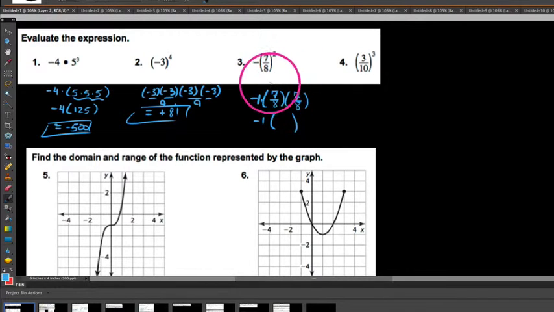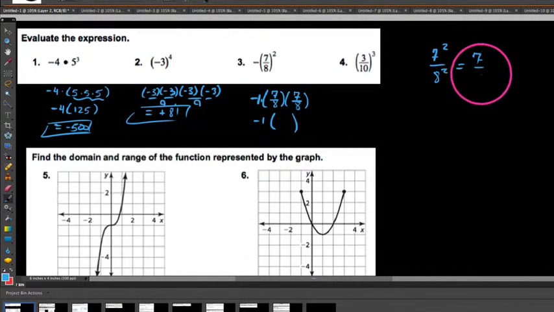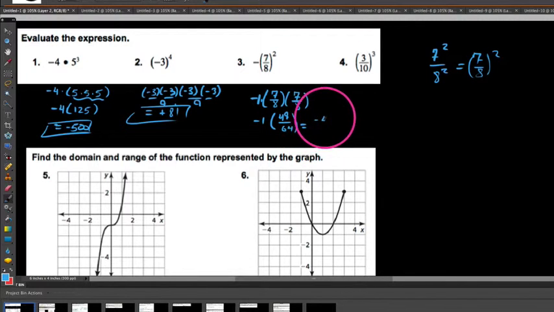Now when you square 7/8, really remember rules of exponents here. 7 squared over 8 squared would be the same thing as 7 over 8 squared. And so in this case we get 7 squared, which is 49, over 8 squared, which is 64. And take that times a negative 1, we just end up with something that's opposite in value. So negative 49 64ths.